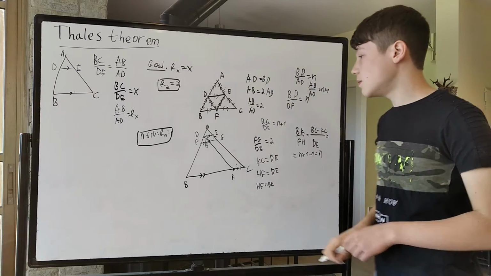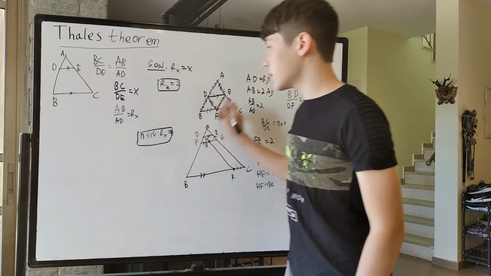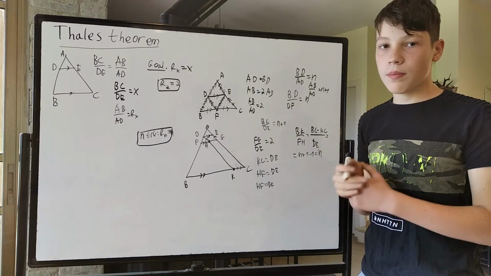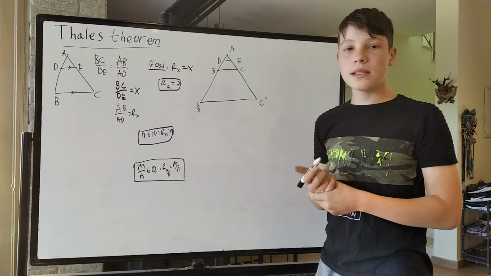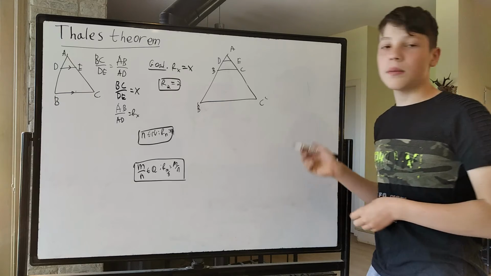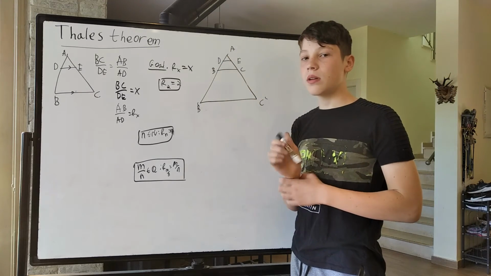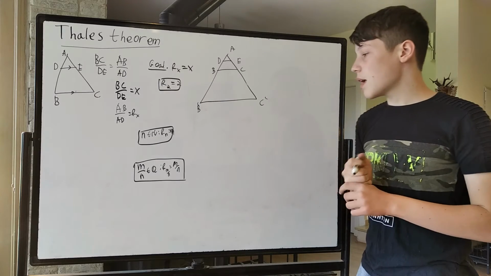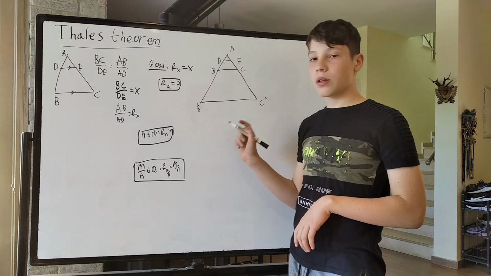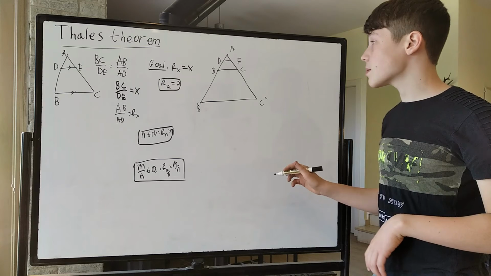Alright. Now let's clear the board and continue from here. Alright, let's prove. So we proved for 2, and from there on to natural numbers. Now let's prove it for all rational numbers.